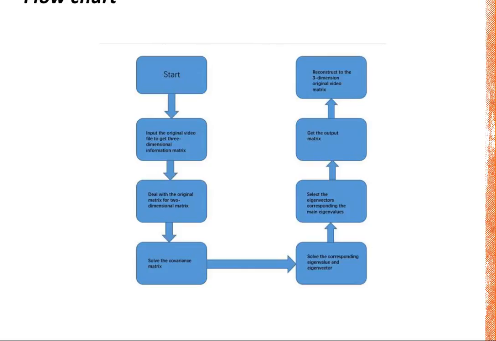Now here is the flow chart. First, we input the original video to get the three-dimensional information matrix, and we convert the original matrix into a two-dimensional matrix. And then we solve the covariance matrix, and then solve the corresponding eigenvalues and eigenvectors. Then select the eigenvectors corresponding to the main eigenvalues. Then we get the input matrix, and in order to reconstruct the video, we transform the data back into the three-dimensional original video matrix.